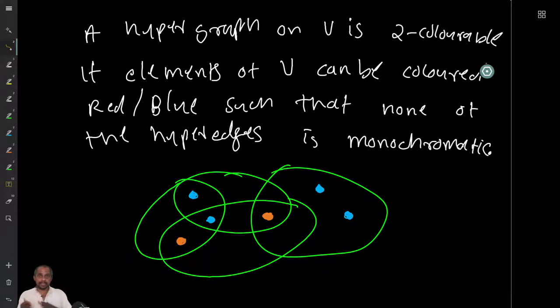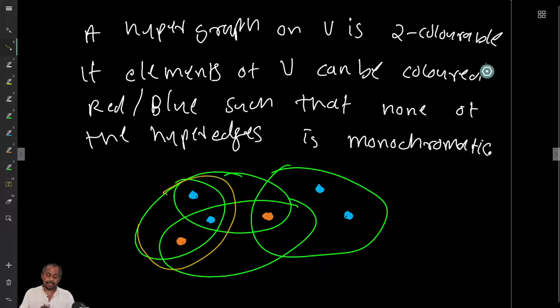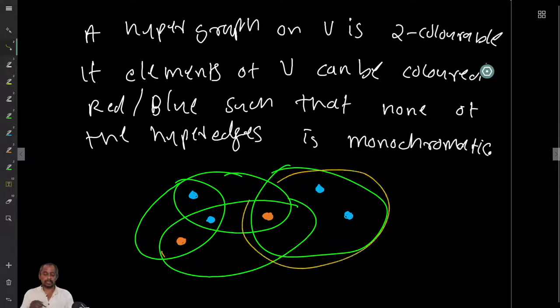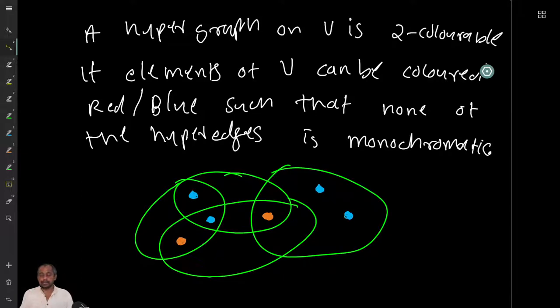So if you carry that concept towards hypergraphs, you can say that a hypergraph is two colorable if elements of V can be colored red or blue such that none of the hyperedges is monochromatic. Here is an example of a hypergraph which I have two colored. I have these vertices, which are the elements of V, colored with just two colors, red and blue. If I take any of these edges, for example this edge, it has three vertices and it sees two different colors. This edge also sees two different colors, this edge also sees two, this one also sees two. So here I have a two coloring of this hypergraph.